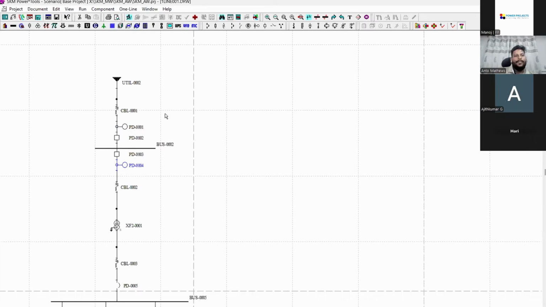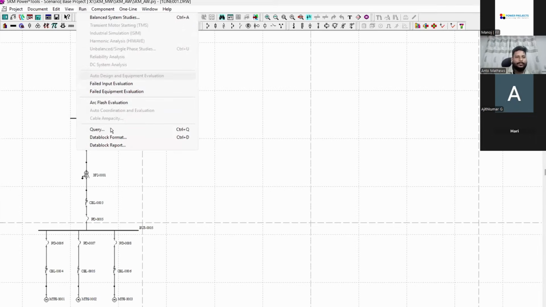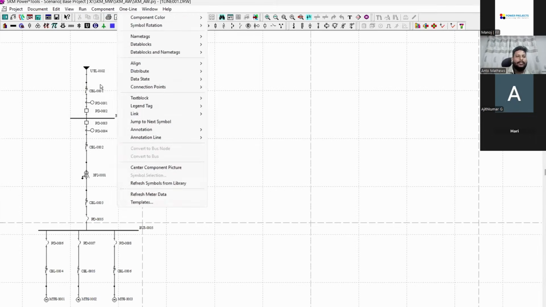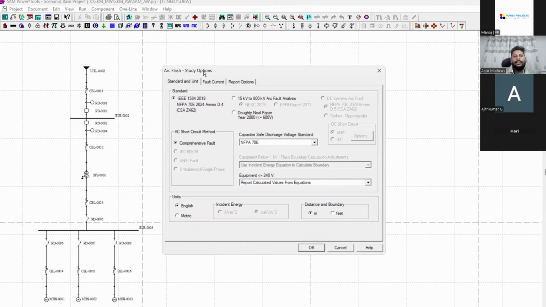So now we are done with our modeling part. Now we can go to the arc flash, run our arc flash, create a label, and conclude our section. So in the run, you can find the arc flash evaluation. Click on it and it will give you the standard: what is the arc flash standard and what is the fault current standard?